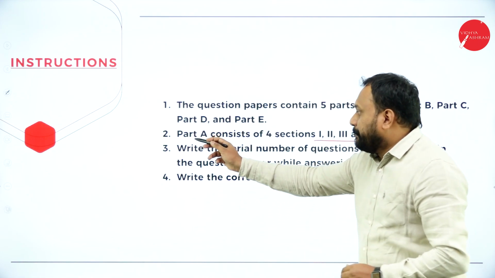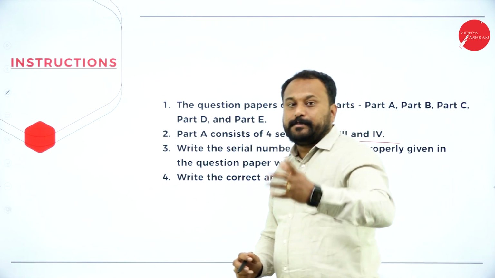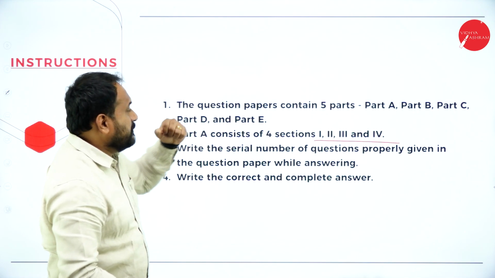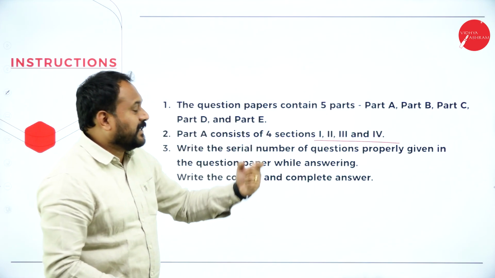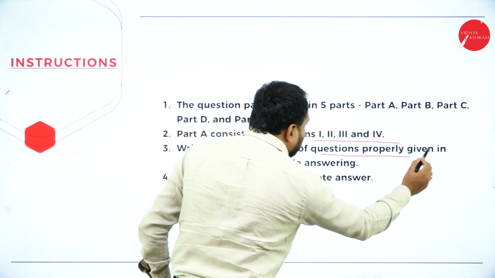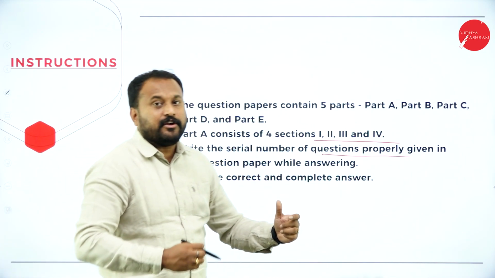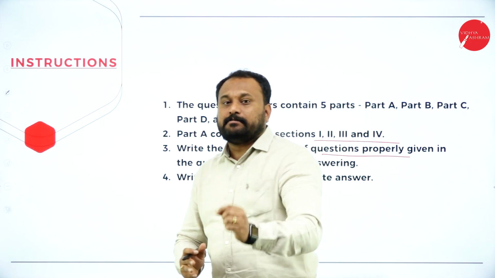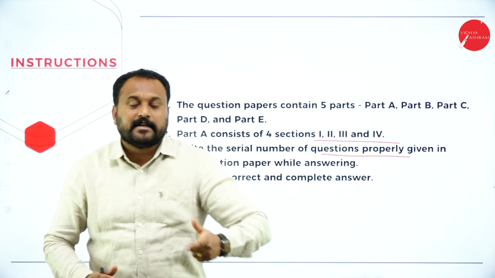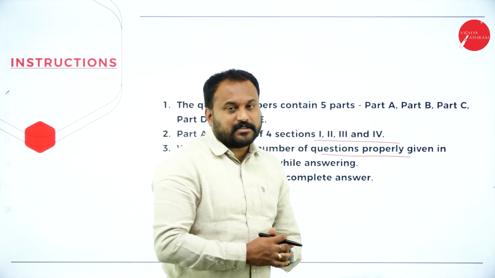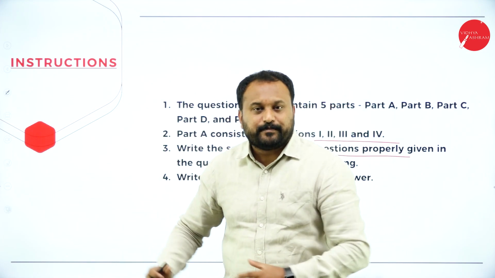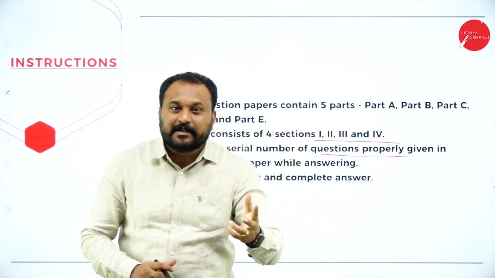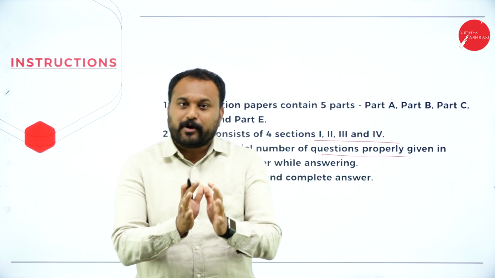Now here in part A, we have 4 different groups: the first group, second, third, fourth. So the third main thing they say is write the serial number of questions properly as given in the question paper while answering. It is very, very important for you people because you need to write the question numbers properly and then try to answer. I went to many valuations where I have seen that students have written the right answer but the wrong question number. So that is a problem for you.